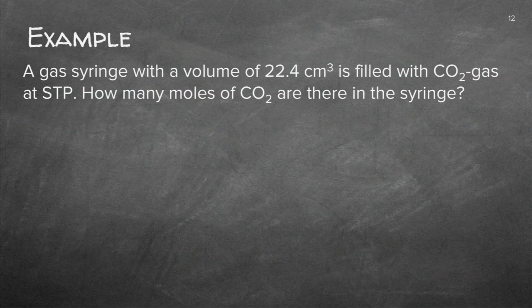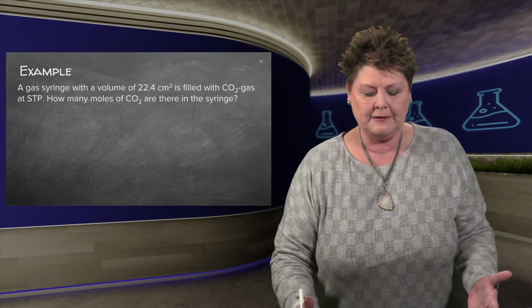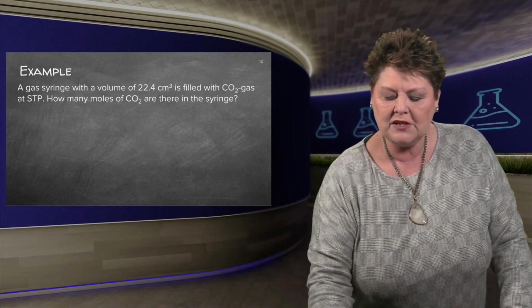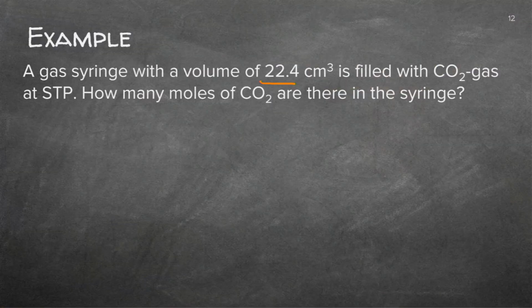Right, what are they going to ask me to calculate? A gas syringe with a volume of 22.4 cubic centimeters is filled with carbon dioxide gas.